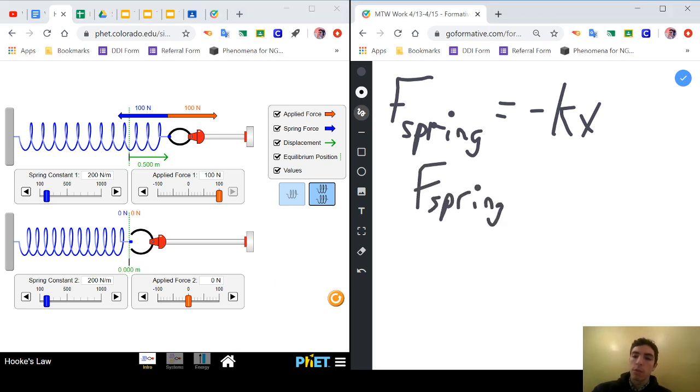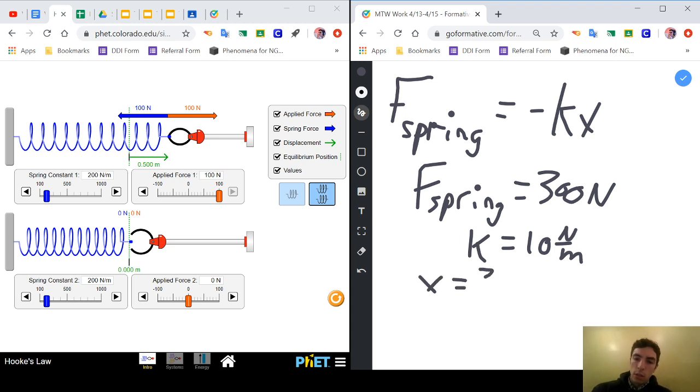And let's say the information that you're given is that spring force, or maybe the force that we're applying, and those should be equal in magnitude, is 300 newtons, and let's say our k is 10 newtons per meter, and we're being asked to find x. It's pretty much just going to be a plug-in. So I'm going to take this 300 newtons, plug that in for our spring force, take the k, 10 newtons per meter, and plug that in for our spring constant.